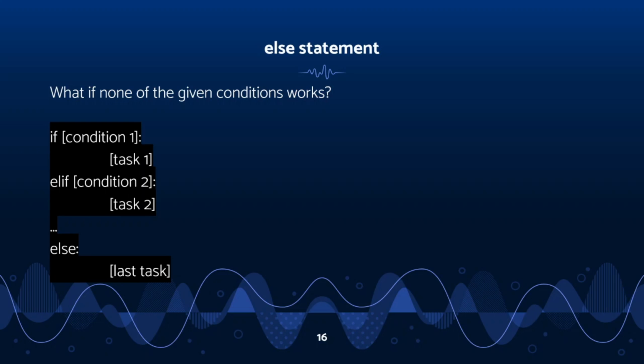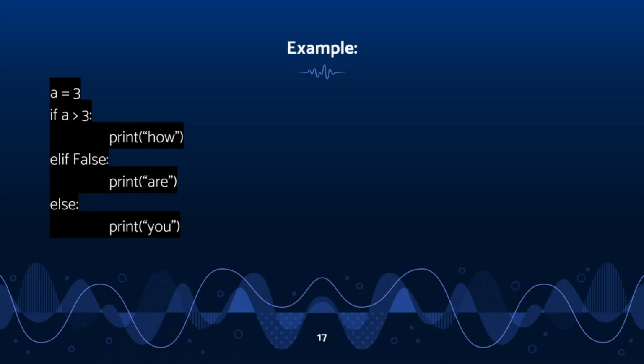What if none of these given conditions works? Then we use the else statement, which always evaluates to true without a specific condition. We can just use else for this. The last task with the else keyword will always be executed if every single past condition has evaluated to false. Let's look at an example.